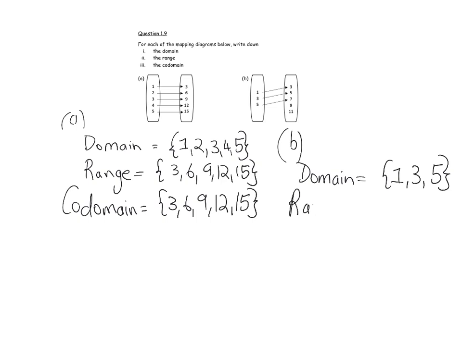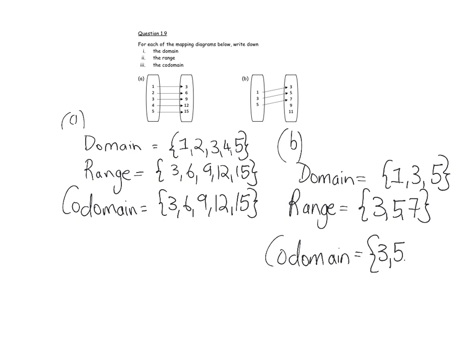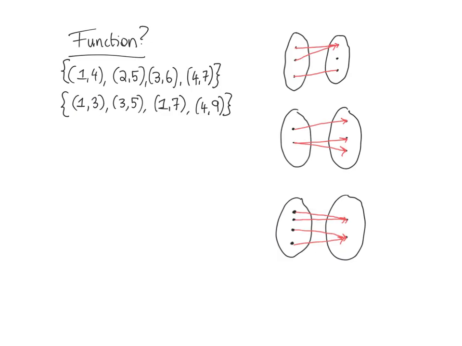The range is what actually comes out of the function. So 3, 5, and 7 come out of the function because the arrows are mapped to them. The codomain is what could come out of the function. So in this one, it's 3, 5, 7, 9, and 11. So again, the domain is what is put into the function, the range is what comes out of the function, and the codomain is what could come out of the function. Now, just two other examples, just to hopefully clear any misconceptions up and make sure that people are okay with everything that's going on with the function so far.